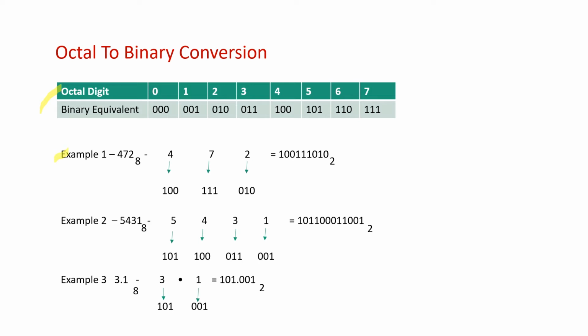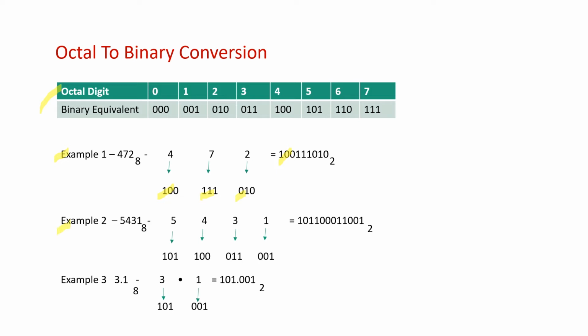It's 472 base 8. Here the binary equivalent of 4 is 100, 7 is 111 and 2 is 010. And combining all these binary numbers, we get the binary equivalent of 472 base 8, which is nothing but 100 111 010. Now let us take another example.